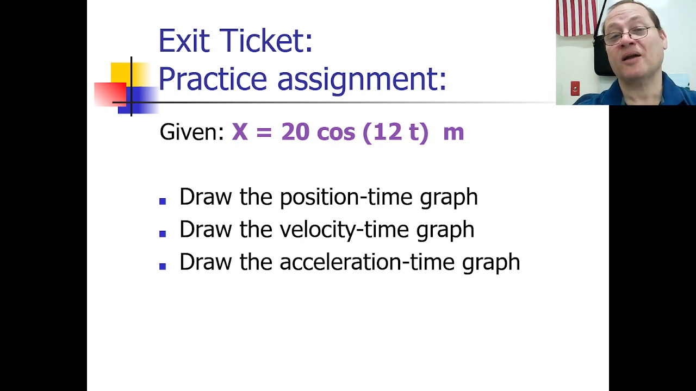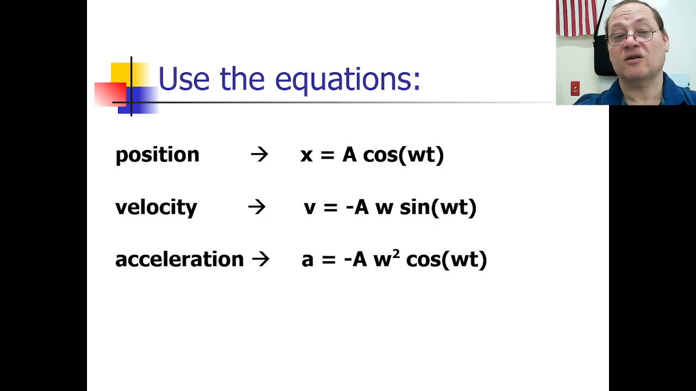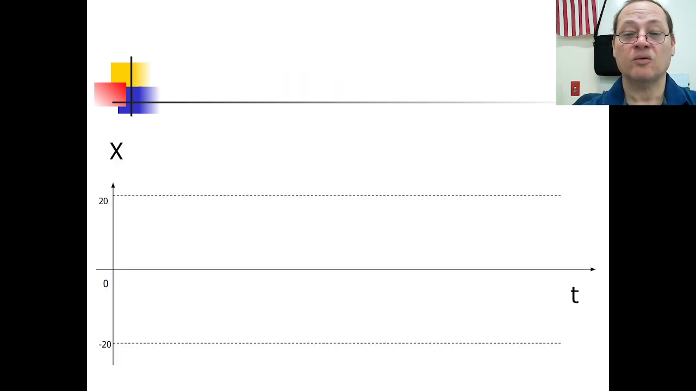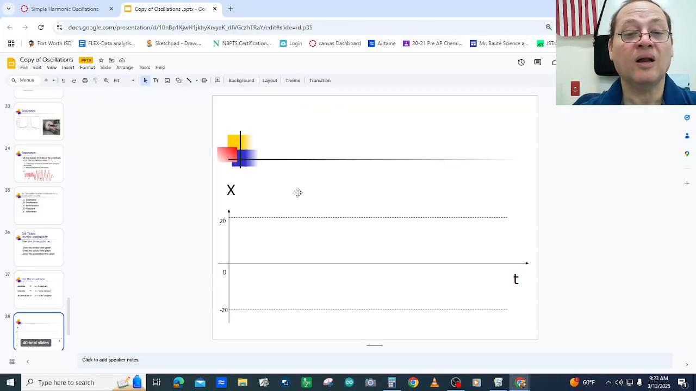This is your exit ticket practice assignment. Given x equals 20 times the cosine of 12 times t, draw the position time graph, draw the velocity time graph, and draw the acceleration time graph. All right, we can do the position time graph. We're going to use the equations. So for position, x equals A cosine of omega t. And the formula is telling me that the amplitude is 20 meters and the angular velocity omega is 12 radians per second.